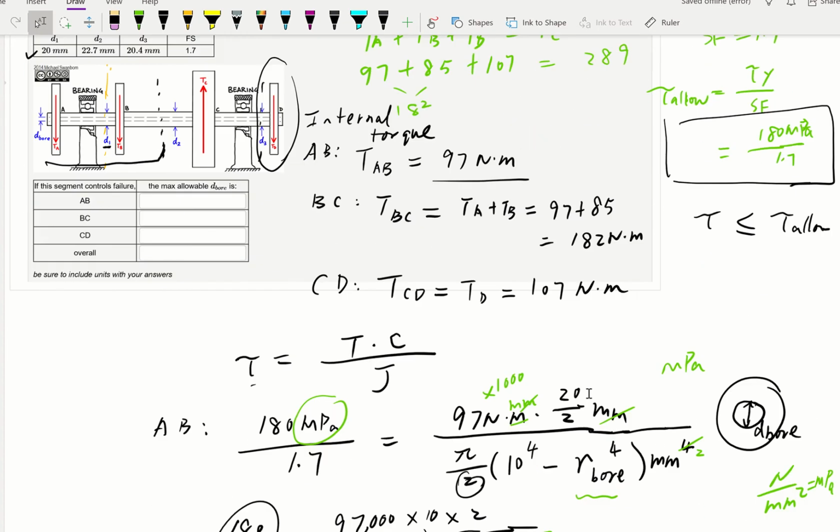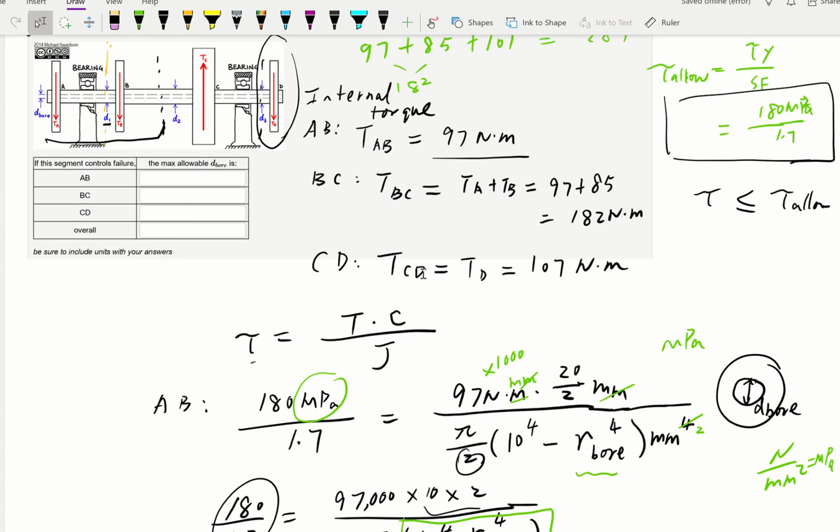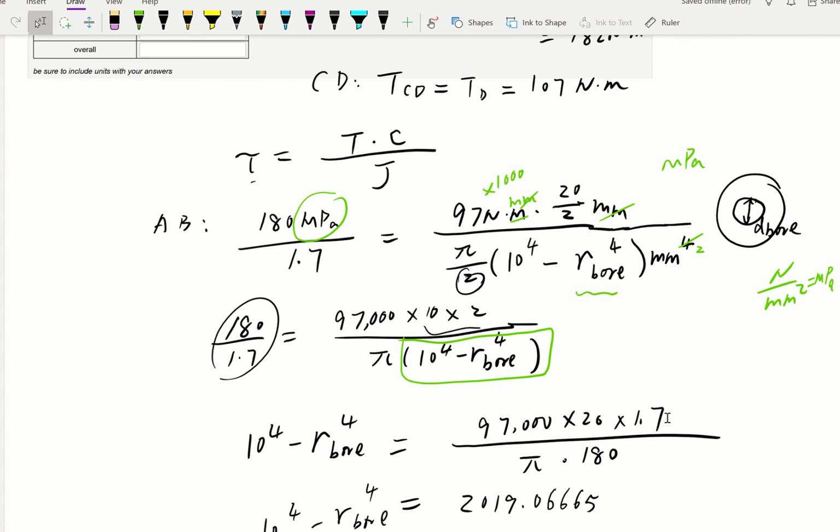Okay, so that concludes this video, because you can use the same logic to solve BC and CD, right? What's required in bore size for those two sections. The only things that change will be highlighted in orange, because the torque is different, and the outer radius for each section is different. However, this value for tau is the same because it's the same material.